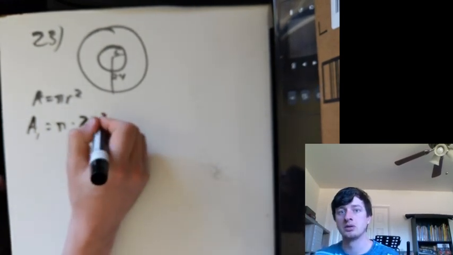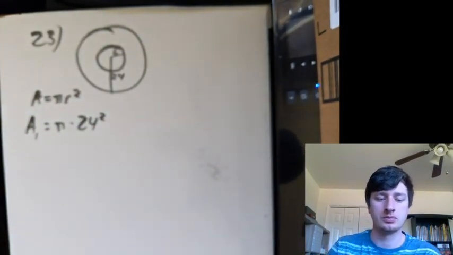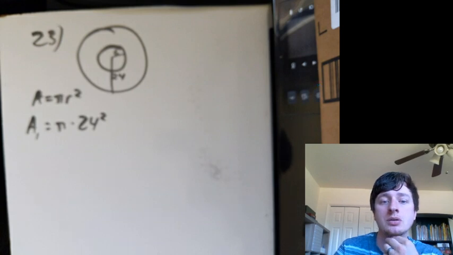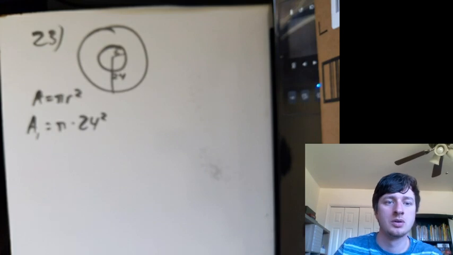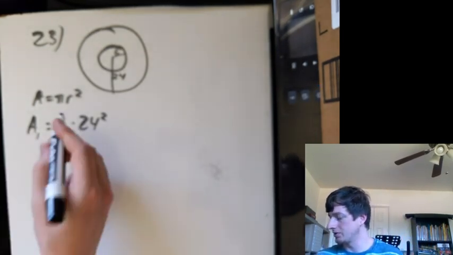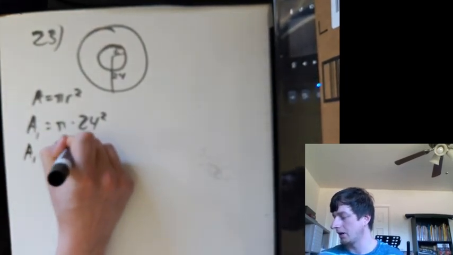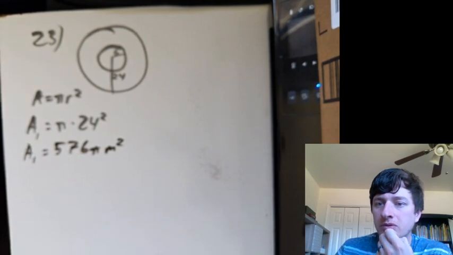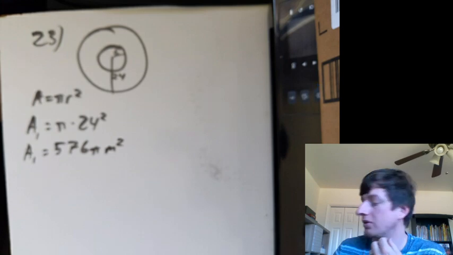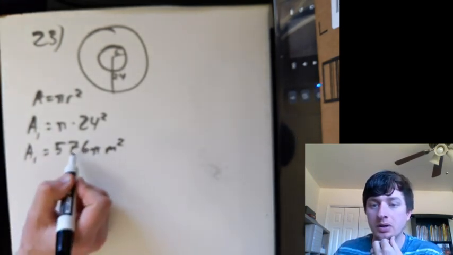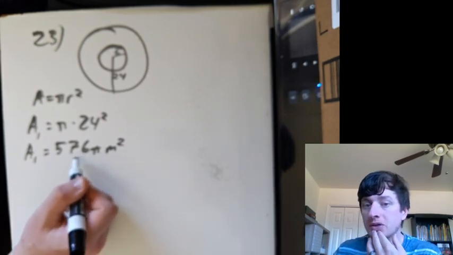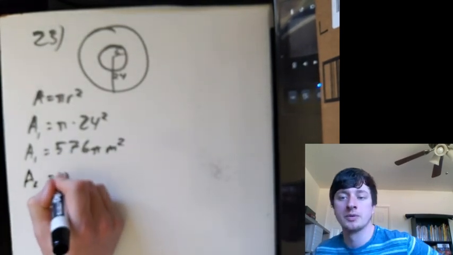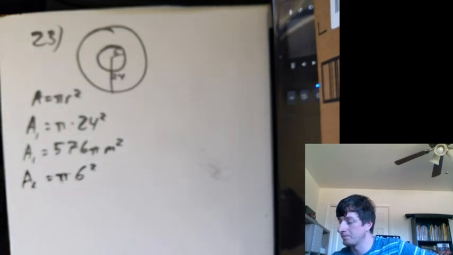And then we put that in our calculator. 24 squared. It's going to be rather large, I think. I have 576, so area 1 is going to be 576 pi meters squared. I'm going to leave this with pi here, and not multiply yet, because our area 2 is also going to be in meters squared. Then we would square that, so we get 36 pi.